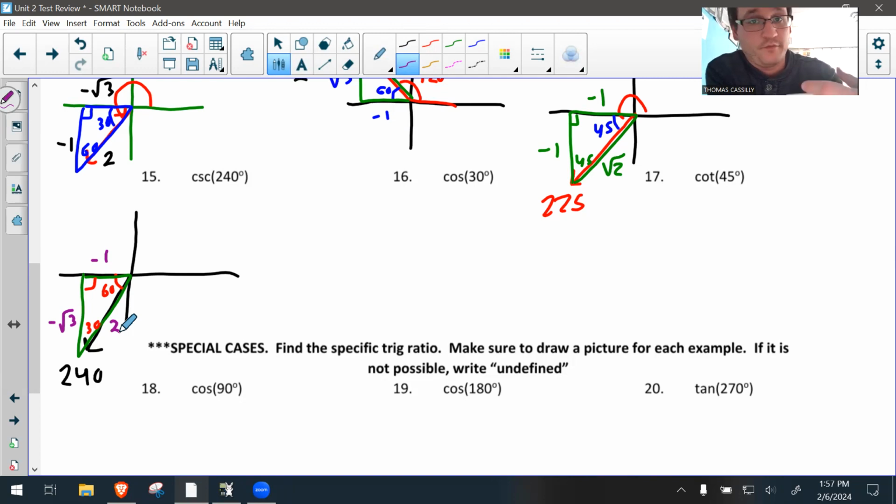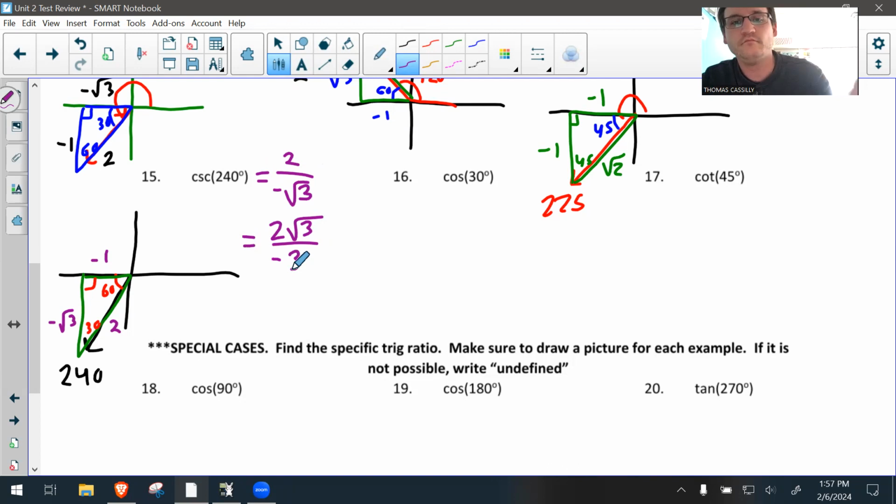So cosecant matches up with sine. Sine is the opposite over hypotenuse. So this one is the hypotenuse over the opposite. So we're going to have 2 over negative square root of 3. We don't like that. Let's rationalize it. We have 2 square root of 3 over a normal -3.